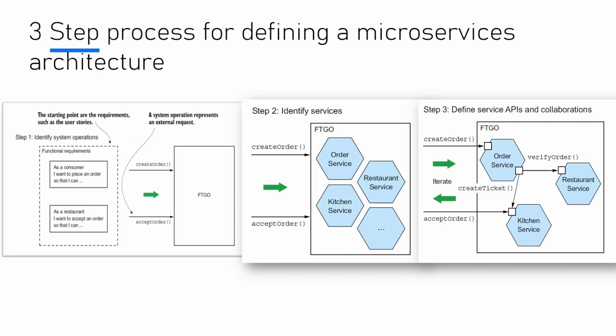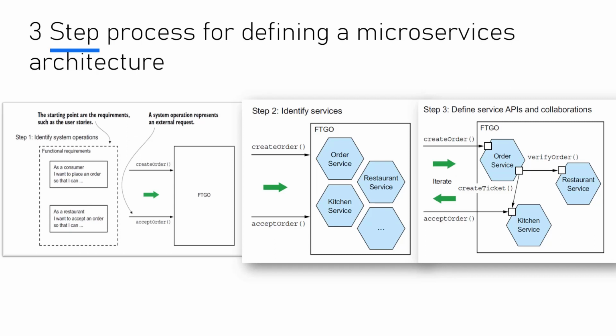The third part is to define the service APIs and the collaboration. This is where things get very interesting. You define your operations, you define your services. Now, in order to get the overall business functionality to work, a single service may collaborate with one or more services. You can see that once you create an order, it verifies the order and then creates a ticket on the kitchen service, and eventually you can accept an order as the next step.